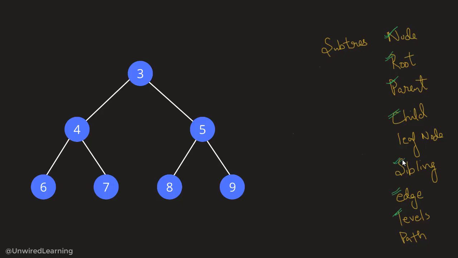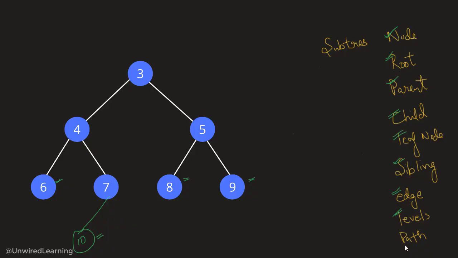Now the next thing is about leaf nodes. The last element which doesn't have any child is known as a leaf node. So any node which doesn't have any child is known as a leaf node. Suppose I have one element here as 10. This is a leaf node because it doesn't have any child. This is not a leaf node because it has one child. This is a leaf node. This is a leaf node. So any node which doesn't have any child is referred to as a leaf node. I hope that's clear.